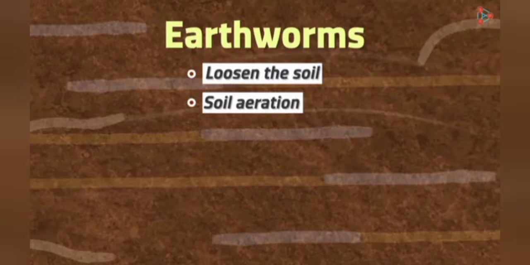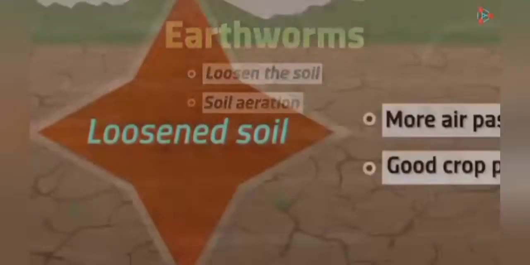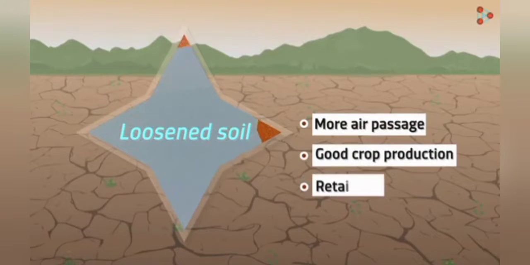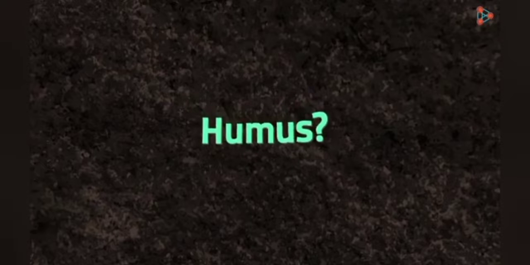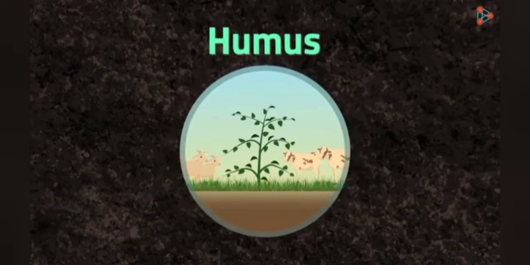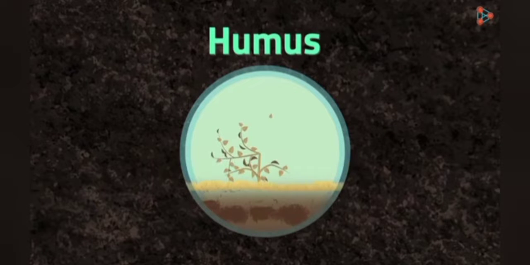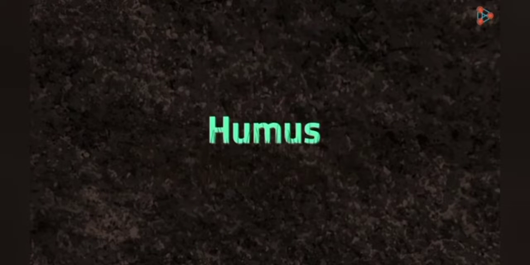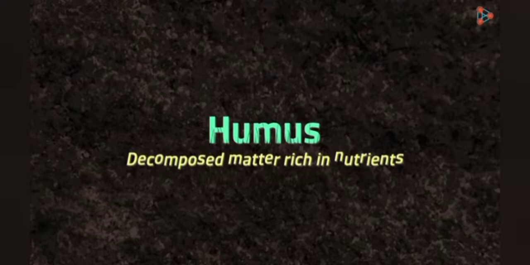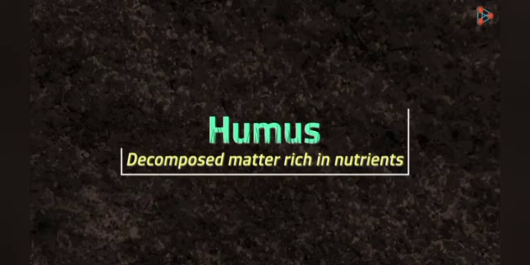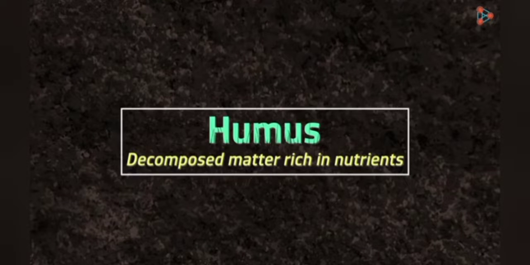Do you know another advantage of loosening of the soil? It also helps the soil to retain water. It then leads to the growth of favorable microbes that help to produce humus in the soil. What exactly is humus? As we know, all living things die, their remains are decomposed and nutrients are returned back to the soil. The microbes help in this process of decomposition. This decomposed matter is rich in nutrients and is known as humus.